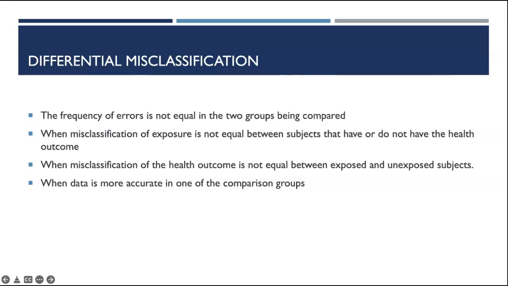When we're talking about differential misclassification, what we're saying is the misclassification of that exposure variable is happening differentially. It's happening to a different degree across your cases and your controls. Or you're misclassifying that outcome variable differently across your exposed and your unexposed. So this is happening when that misclassification is taking place unequally across your comparison groups.